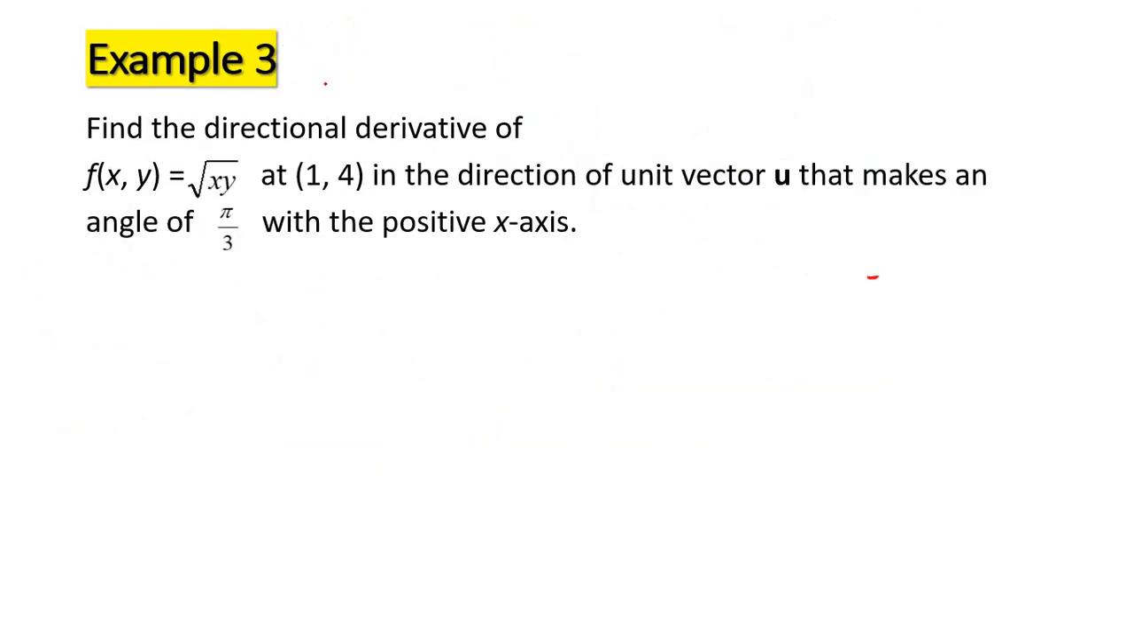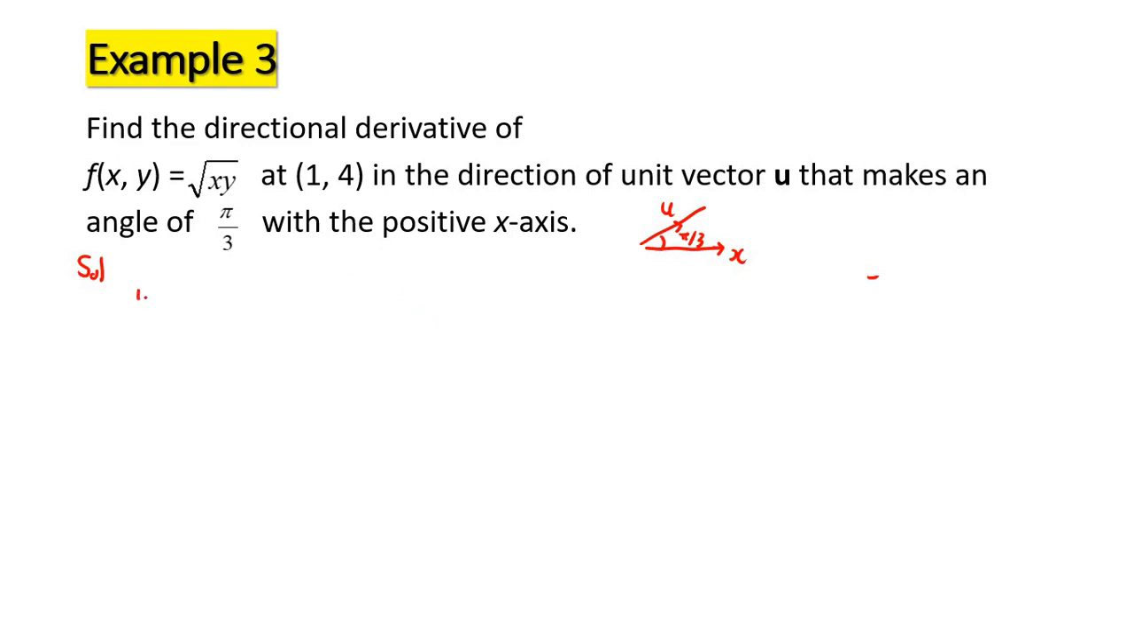The third example now. Find the directional derivative of f(x,y) equal to square root of xy at (1, 4) in the direction of the unit vector u that makes an angle of pi over 3 with the positive x-axis. Example 1 gave the unit vector directly, example 2 gave a vector a. Now it says unit vector u, making an angle of pi over 3 with the x-axis.